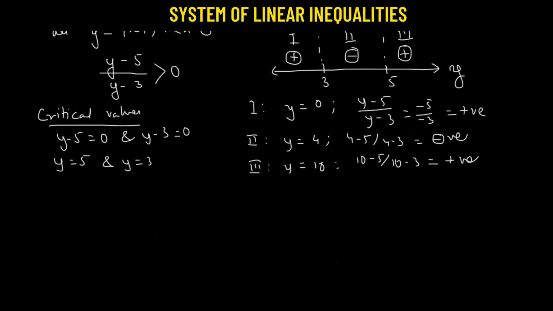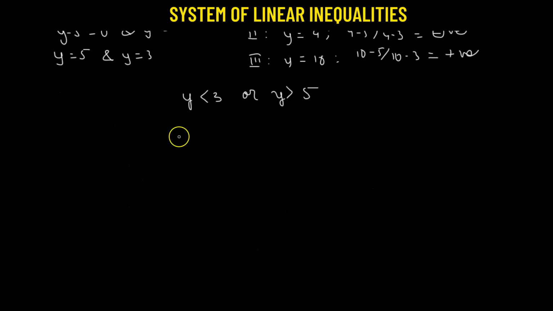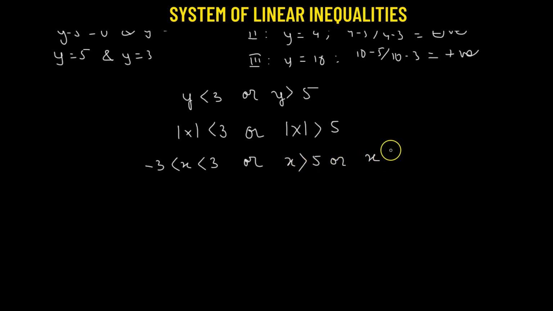So we'll have to consider only those regions in which y minus 5 divided by y minus 3 is greater than 0. That means this is positive. So that's region 1 and 3. So y will take a value less than 3, or y will take a value greater than 5. Now we substitute back y with the original value, which is absolute value of x. We have absolute value of x less than 3, or absolute value of x greater than 5. Absolute value of x less than 3 simply means that x must lie between negative 3 and positive 3. Or absolute value of x greater than 5 will have two cases: x could be greater than 5, or x could be less than negative 5.